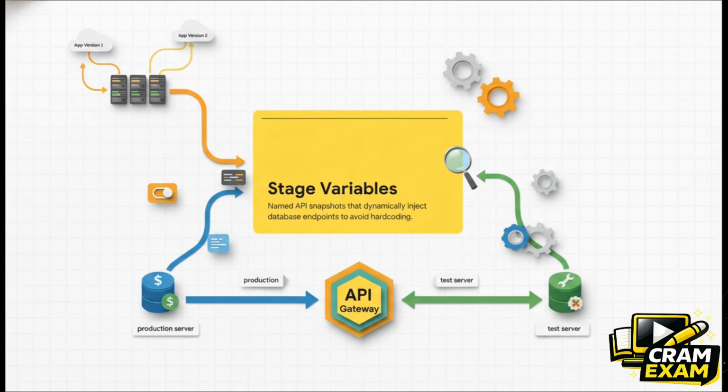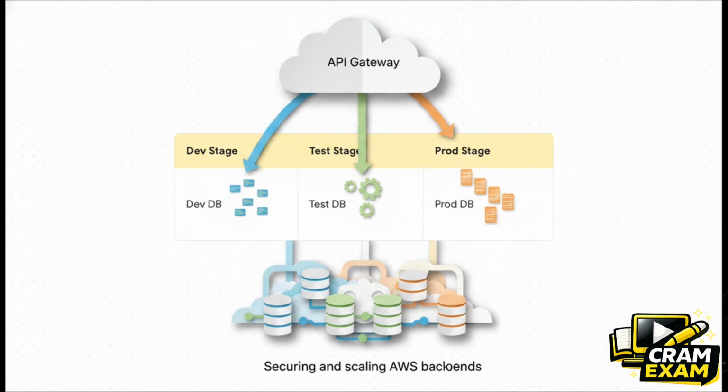When they need to test a new version of their app, they have to rewrite and redeploy the entire API just to point to a test server. It's a mess. To implement this correctly as an AWS developer, you need to use stages and stage variables. So what are they? Well, a stage is just a named reference to a snapshot of your API.